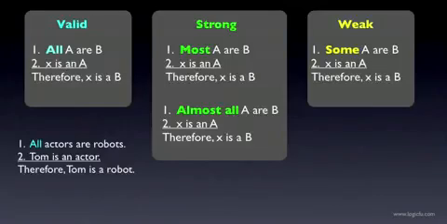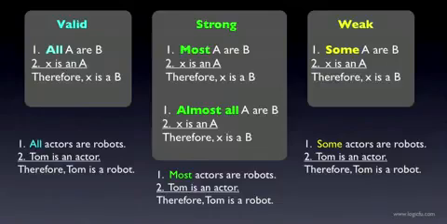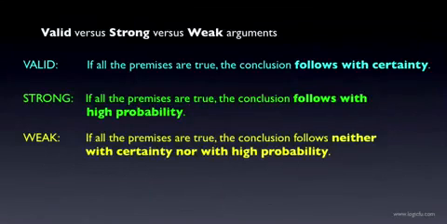But if we change all to most, we get an invalid but strong argument. Most actors are robots. Tom is an actor, therefore Tom is a robot. The conclusion doesn't follow with certainty, but we're stipulating here that most means enough to make it reasonable to believe the conclusion. And if we switch from most to some, like so, we get a weak argument. Some actors are robots. That doesn't even guarantee 50-50 odds. Some just means at least one actor is a robot.